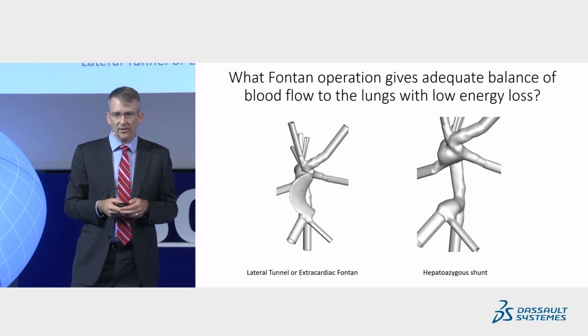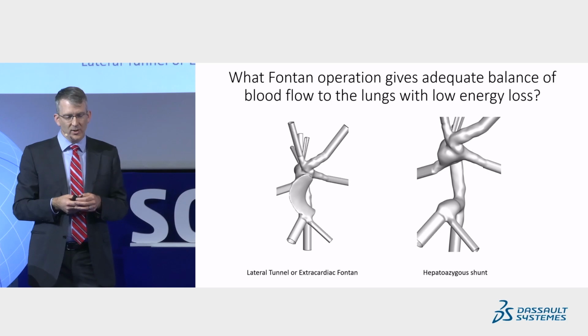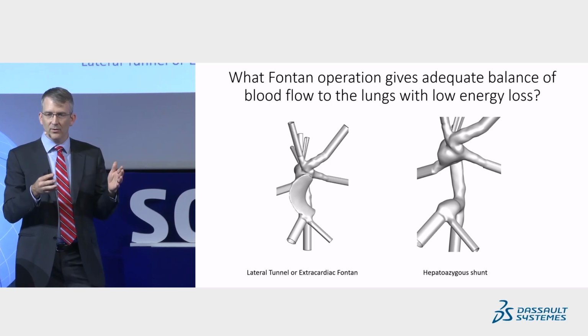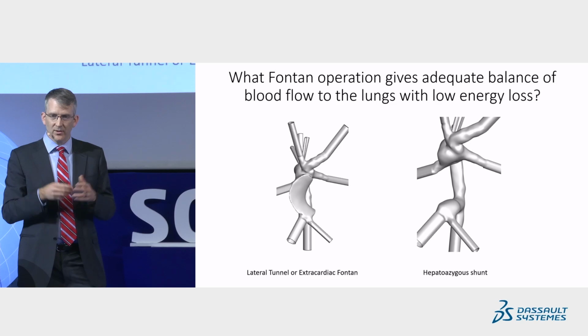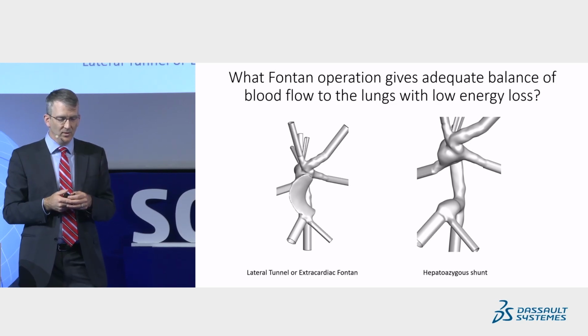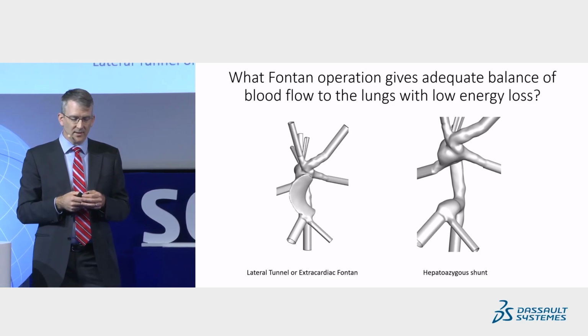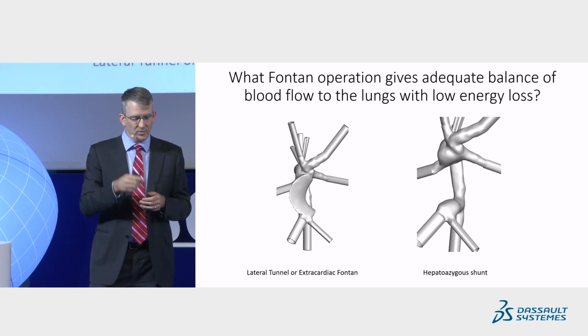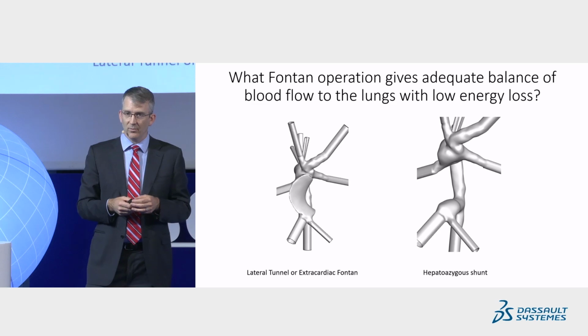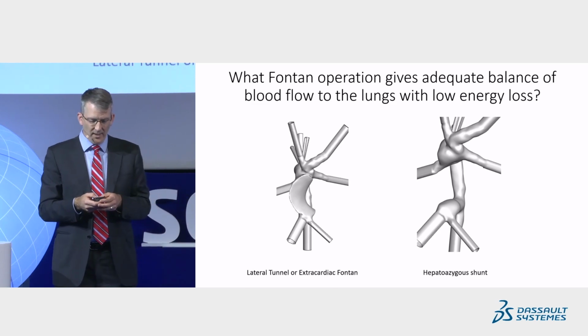And so the challenge here is which Fontan operation will give an adequate balance of blood flow, both the total blood flow to both lungs, and importantly in this patient, the hepatic venous blood flow to both lungs, with low energy loss. The operation that we would do if we had no modeling or simulation would be a lateral tunnel or an extracardiac Fontan. Another option would be a hepatoazygous shunt, shown here.